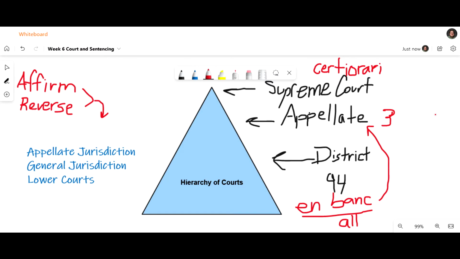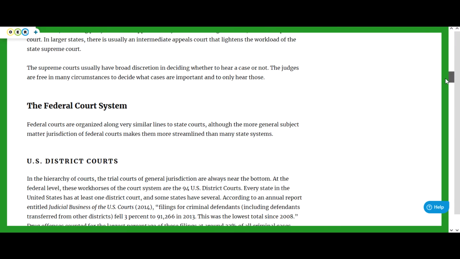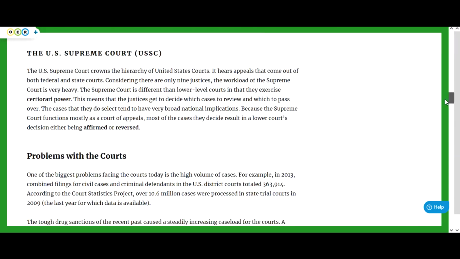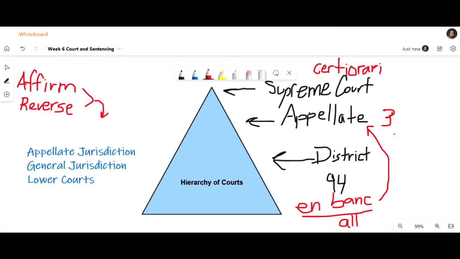All right. So one thing that our textbook does here in section 5.1, and I want to emphasize, is problems with the courts. The phrasing is kind of a misnomer. What our author is talking about is a problem within the court structure itself, and that has to do with the high volume of cases.